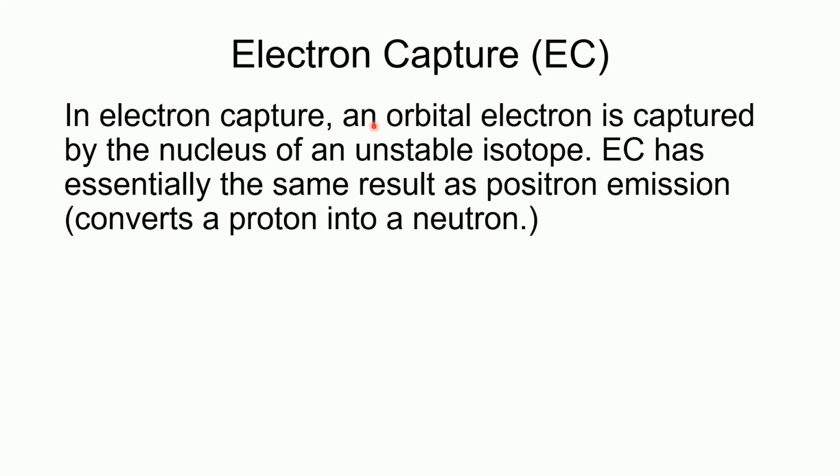All right, our next one is electron capture. In electron capture, an orbital electron is captured by the nucleus of an unstable isotope. Electron capture has pretty much the same result as positron emission, where it converts a proton into a neutron. If you recall, in beta decay we converted a neutron into a proton, but in positron emission and electron capture, we convert a proton into a neutron.